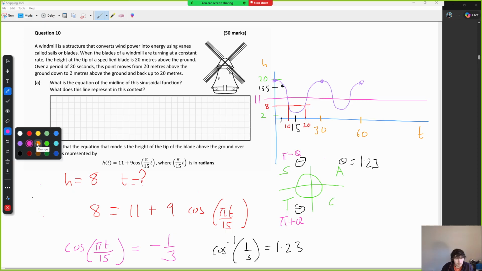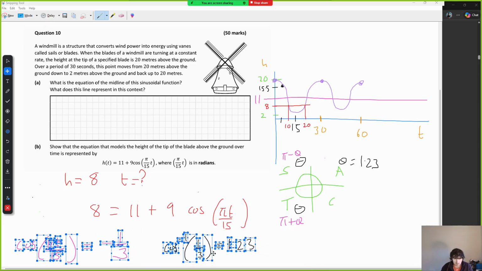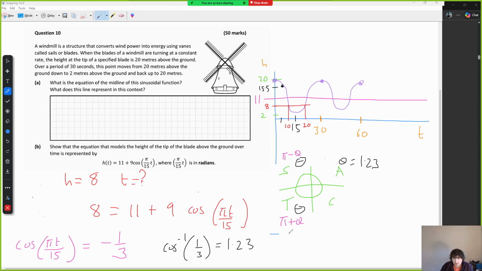So our actual solutions, when we go cos inverse of the minus a third to get the pi t over 15 here, I can make some room for this because I don't want people to panic. Our two solutions are going to be pi minus the 1.23. So you can type that into your calculator: pi minus 1.23 works out at 1.9. So we're getting 1.9 from that.